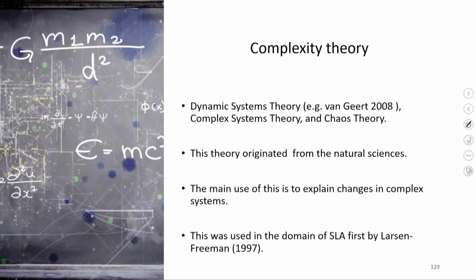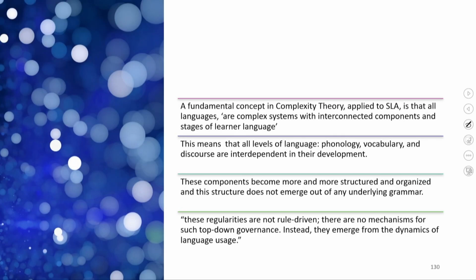Complexity theory is again part of a number of theories. They are called by different names: dynamic systems theory, complex systems theory, chaos theory, and so on. The idea of this theory came from the natural sciences, and is also used for understanding second language acquisition. It was first used by Larsen-Freeman. The fundamental idea of complexity theory is that languages are complex systems with interconnected components and stages of learner language.